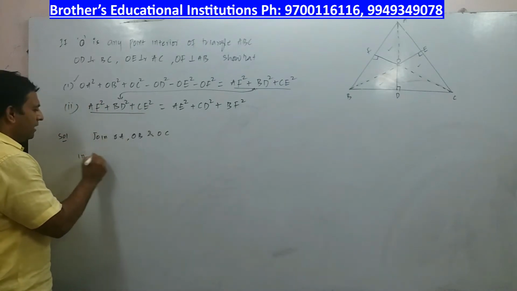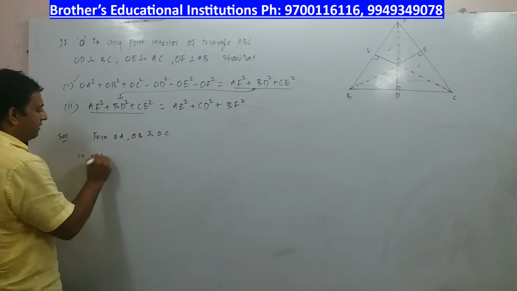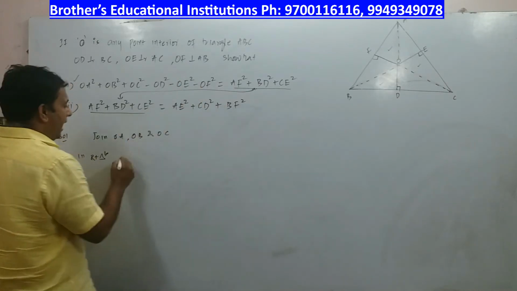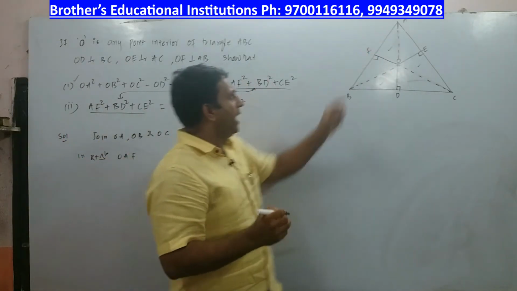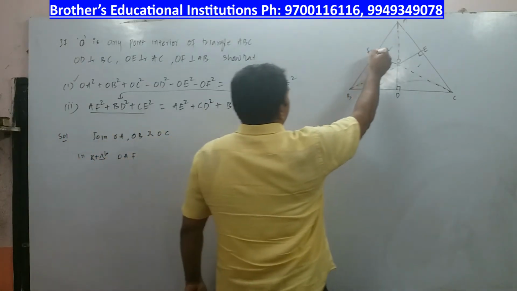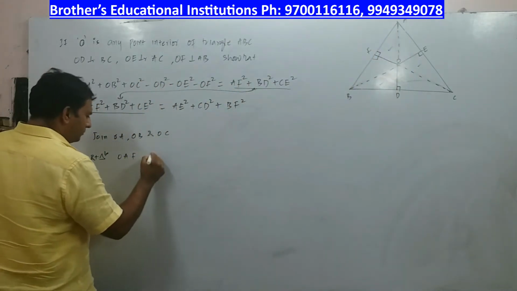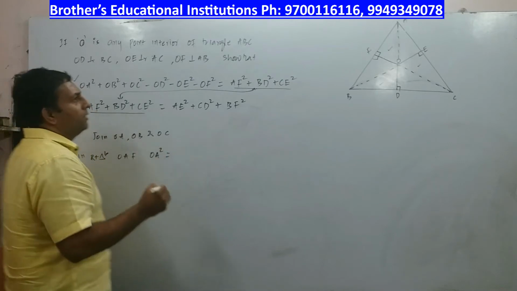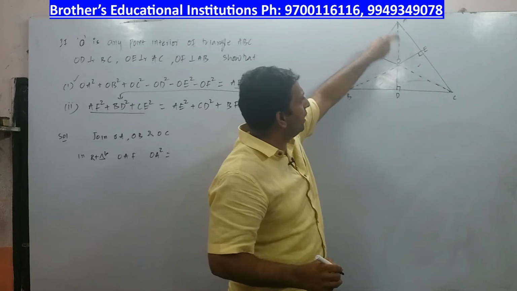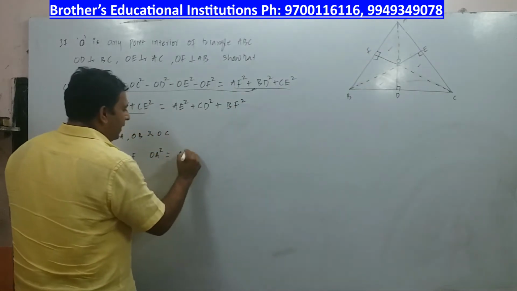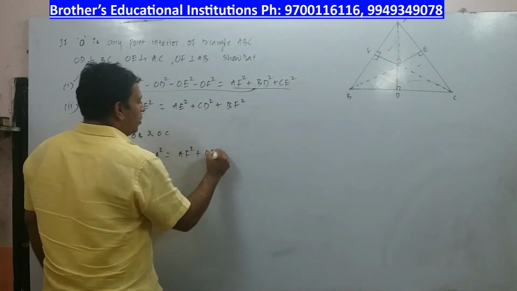I will say in right triangle OAF, please check here, I put a tick mark here. Now, which is the hypotenuse? The side which is opposite to 90 degrees is called the hypotenuse. So I will write OA square. The square on the hypotenuse is equal to the sum of the squares of the other two sides. OA square is equal to AF square plus OF square. Right?